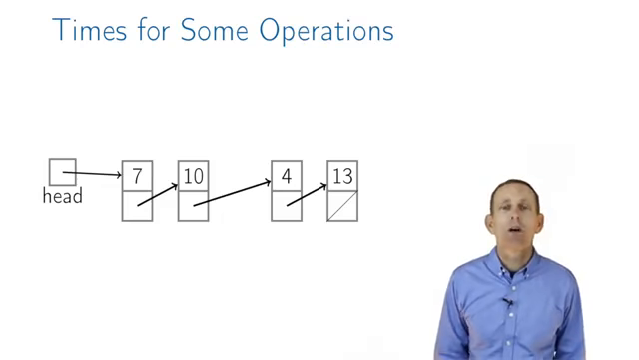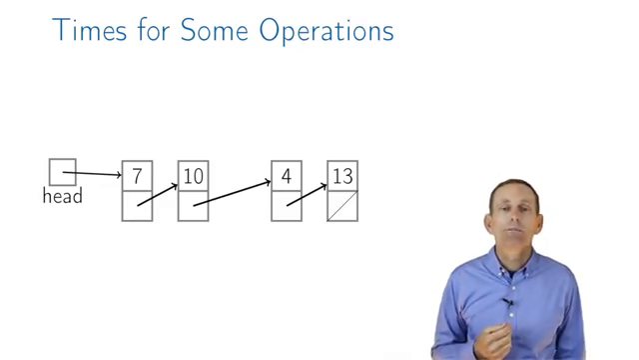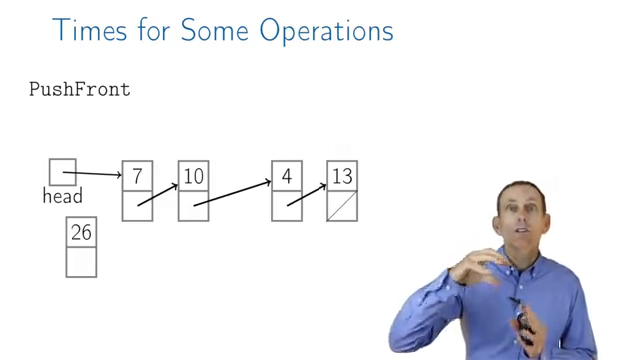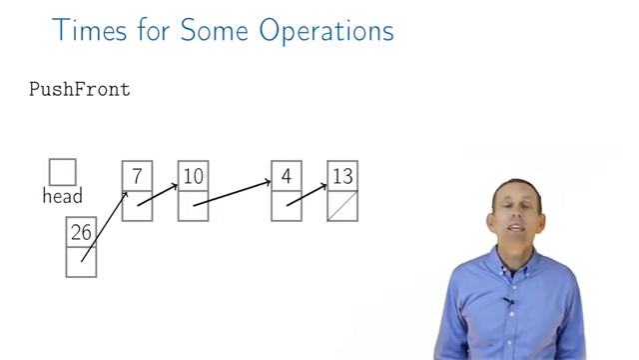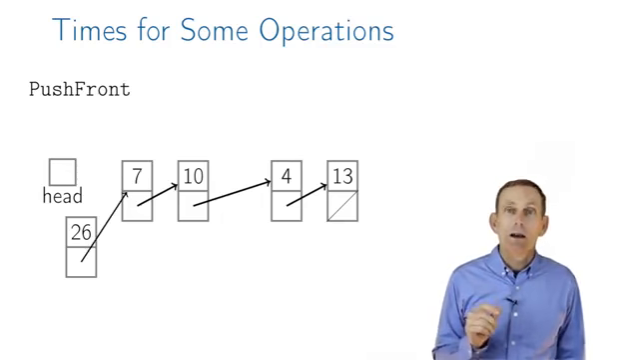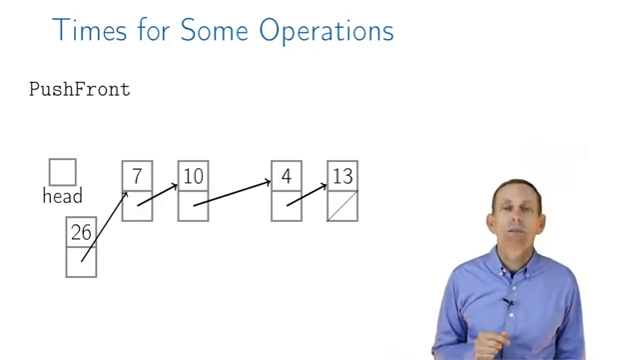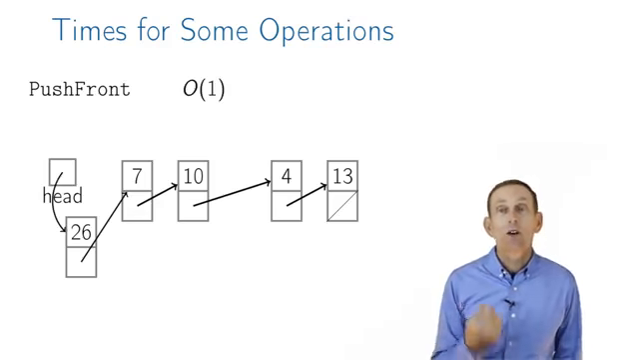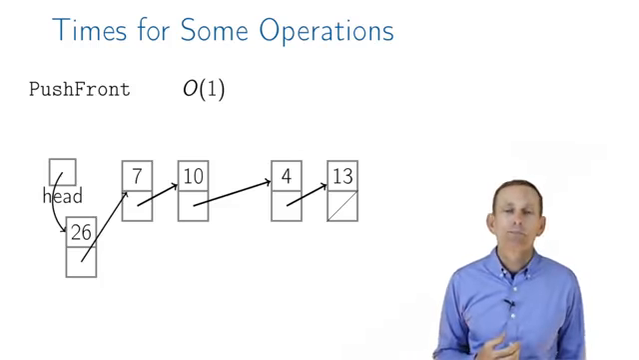So let's look at the times for some common operations. We've got here our list with 4 elements in it: 7, 10, 4, and 13. Now we go ahead and push an element to the front. So we push 26 to the front of the list. The first thing we do is create a node that contains the 26 as its key. And then we update the next pointer of that node to point to the head, which is the 7 element. And then update the head pointer to point to our new node. And that's it, we're done. So it's order 1. Allocate, update one pointer, update another pointer, constant time.